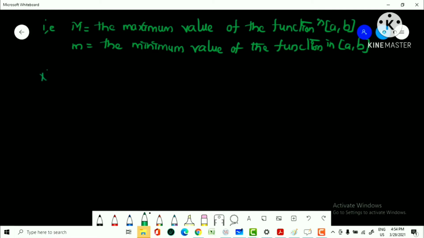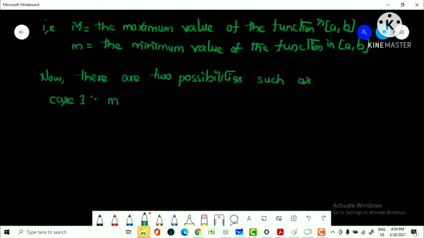Now there are two possibilities. We'll take as case 1, small m can be equal to capital M, or case 2, they both are not equal to each other. We'll take up case 1 first.